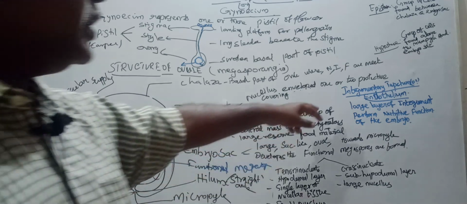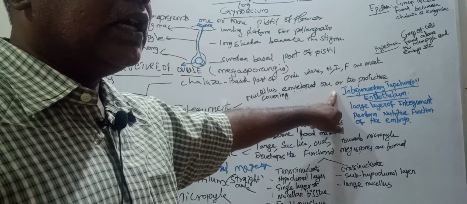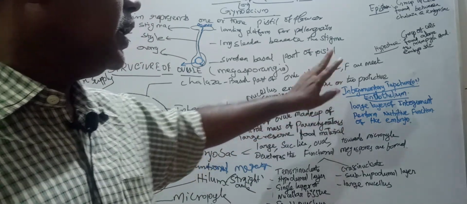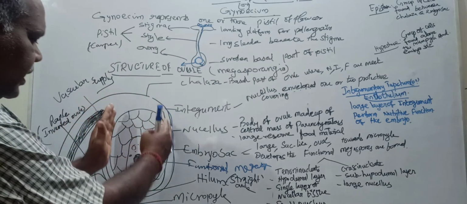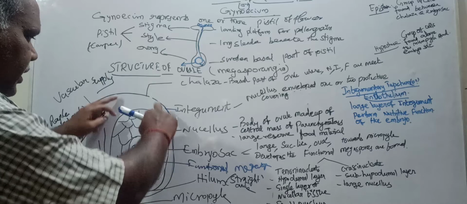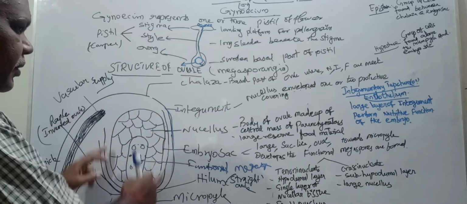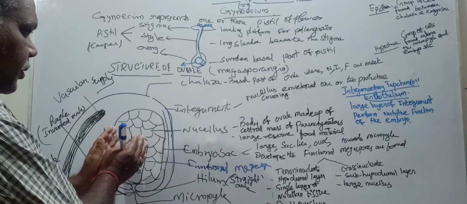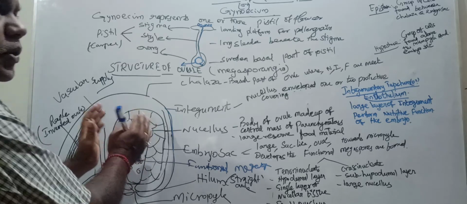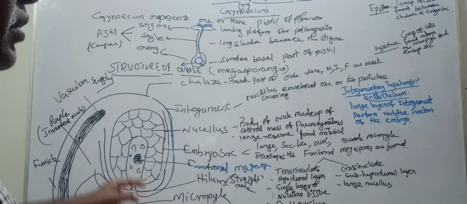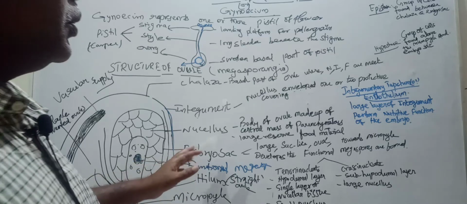What is the meaning of integumentary tapetum or endothelium? The innermost layer of the integument performs the nutritive function for the embryo. It gives nutritive supply to the embryo. That is called the integumentary tapetum or endothelium.